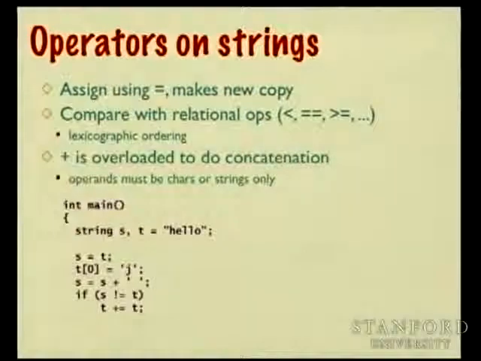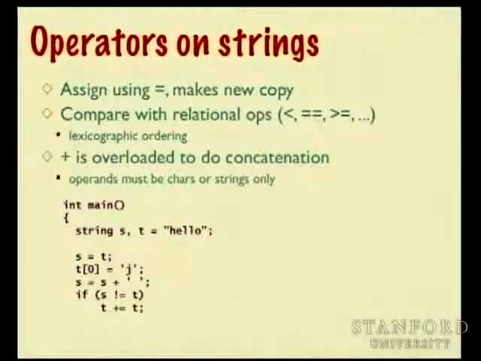Many of the built-in operators, so things like equals and less than or less than or equal to, not equals, have extended meanings that apply to strings when they're used as the operands for those types. So I can assign 2 strings using equals. If I say string s equals t, as I'm doing right here, then whatever value t is, the 5-character sequence hello, s becomes a copy of that. And now s and t have the same value, but they're not related in any important way going forward. We have 2 copies that both happen to have the same 5 characters.